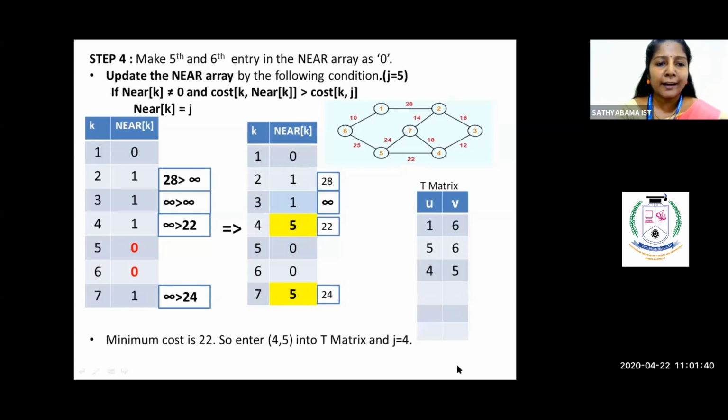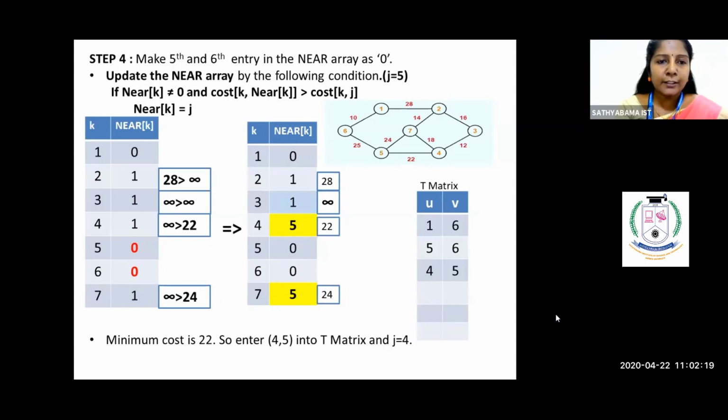What are the non-zero entries we have in this near array? Entry number 2, 3, 4 and 7. Now we can check it for 2. So what is the cost of 2,1? 2,1 is 28. Now what is the cost of k,j? The k value is 2. What is the j value in this iteration? 5. So 2,5 is infinity. So 28 greater than infinity, condition not satisfied. So no need to update the near of k value. It remains the same. Okay.